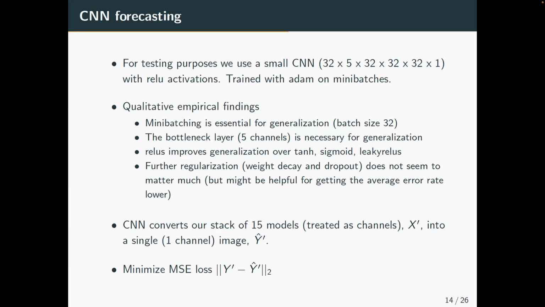The way this is going to be trained is essentially we're going to take that stack of 15 models, now treated as channels. We'll call that X prime. This is going to be used to predict a single channel image, which is just Y hat prime here. And as in the original deep kernel learning, this is trained independently of the further Gaussian process layers.